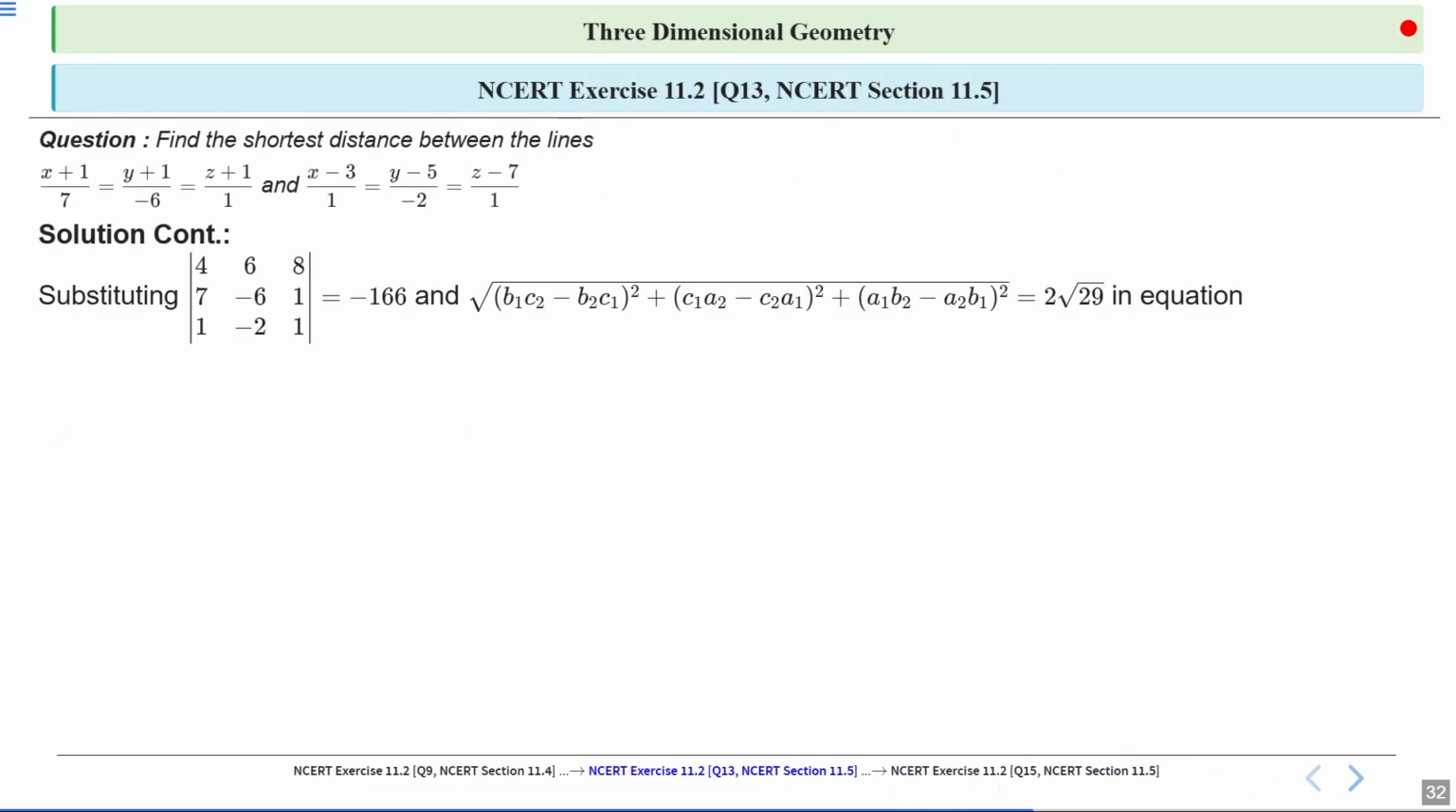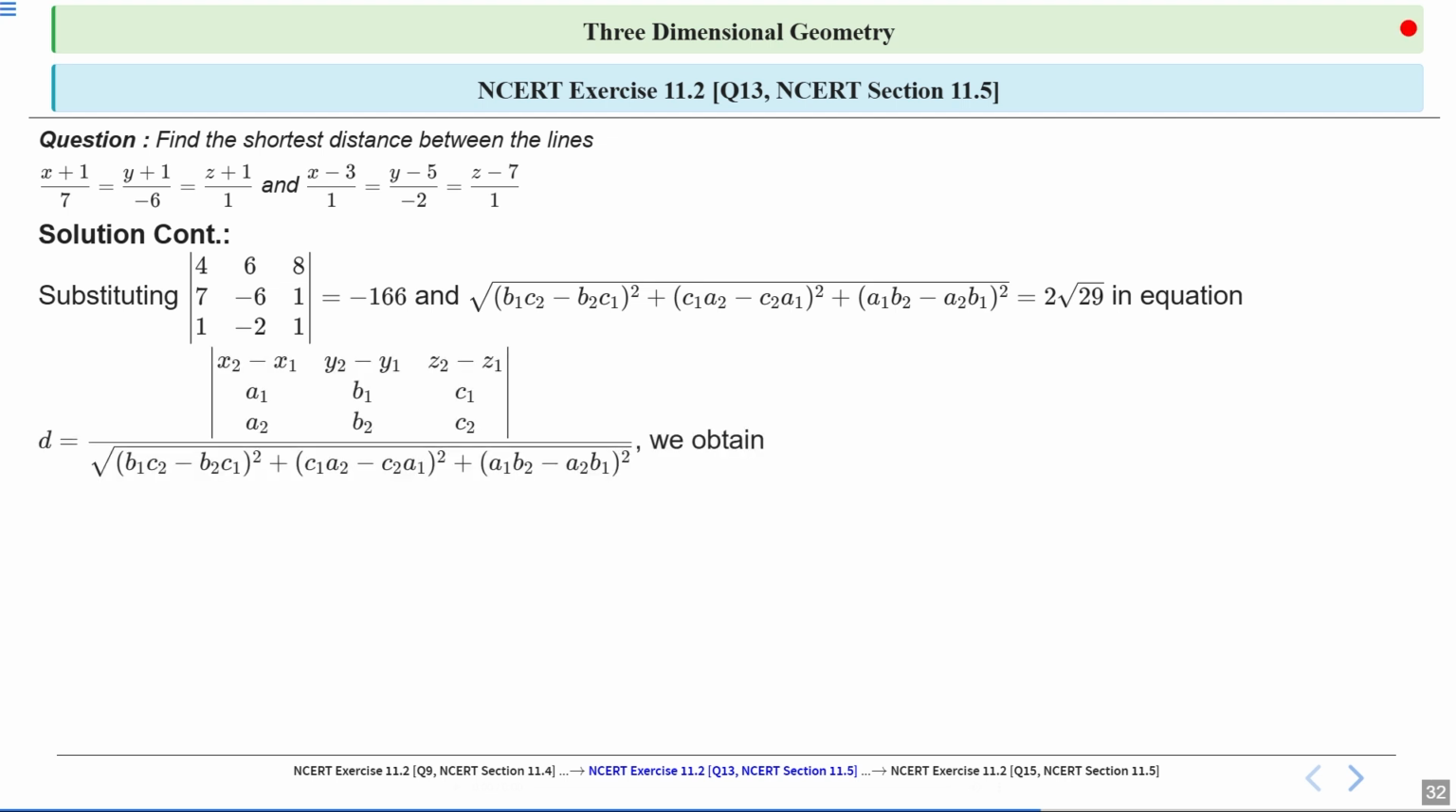Now substituting the determinant value of 4, 6, 8, 7 minus 6, 1, 1 minus 2, 1, which is equal to minus 116, and the square root of b1 c2 minus b2 c1 whole square plus c1 a2 minus c2 a1 whole square plus a1 b2 minus a2 b1 whole square, which is equal to 2 root 29, in the equation. In this equation, d is equal to the determinant value of x2 minus x1, y2 minus y1, z2 minus z1, a1 b1 c1 and a2 b2 c2 upon the square root of b1 c2 minus b2 c1 whole square plus c1 a2 minus c2 a1 whole square plus a1 b2 minus a2 b1 whole square.